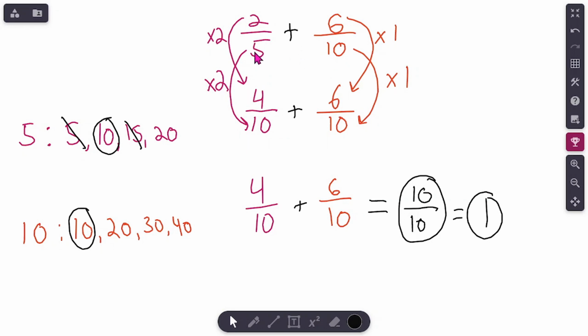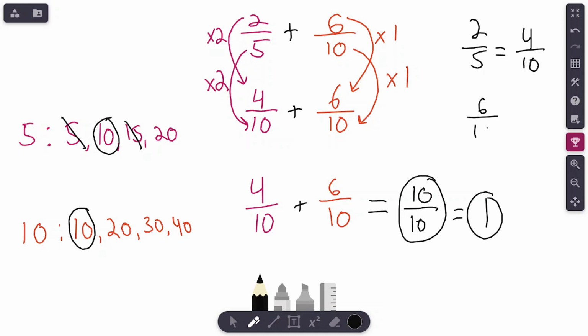So what did we do? We found common denominators. Ding, ding, ding. That was 10. We multiplied 5 times 2 to give us 10. We multiplied the numerator by the same thing. That gave us equivalent fractions. Again, like I showed you before, 2/5 is equal to 4/10. 6/10, we got the same thing because we already had denominators of 10, so 6/10 obviously is equal to 6/10. Once the denominators were the same, we were able to add, and that gave us 10/10.